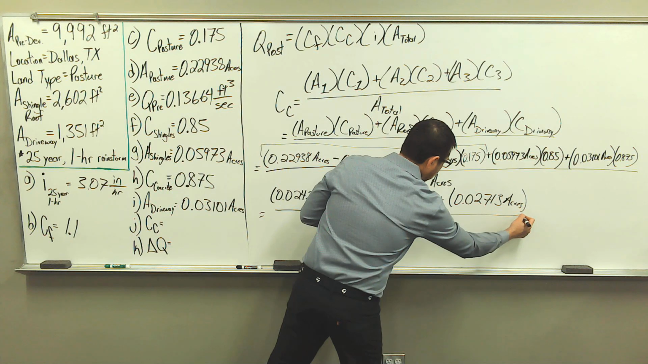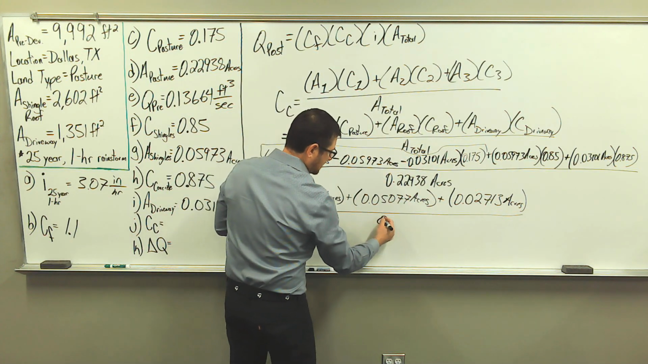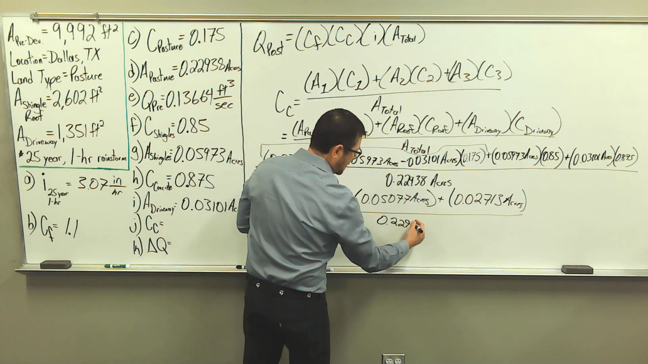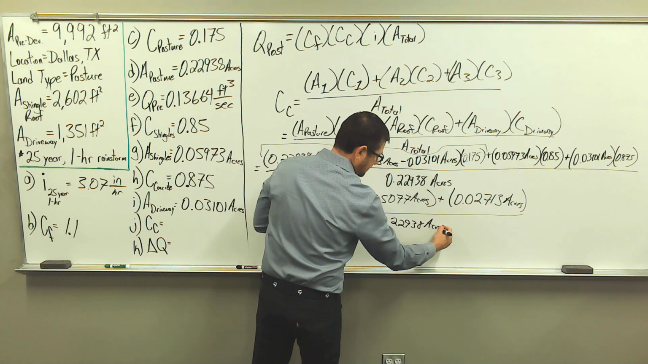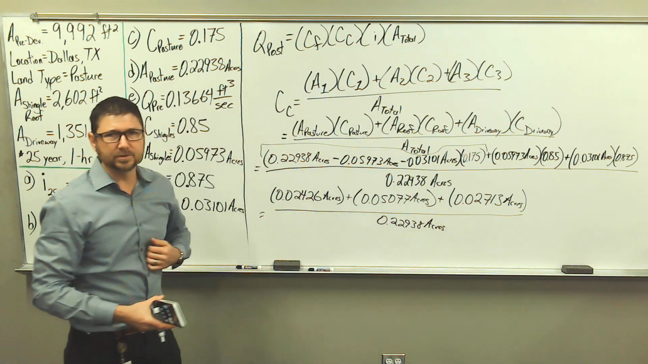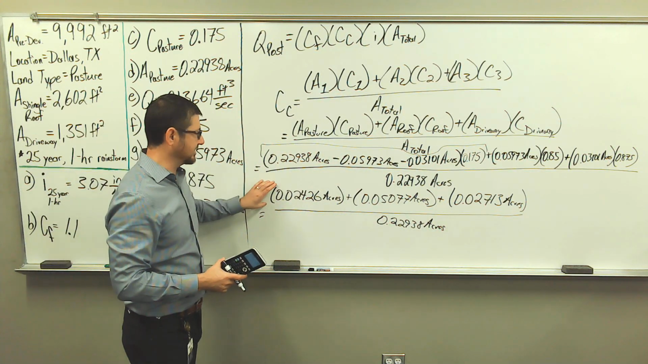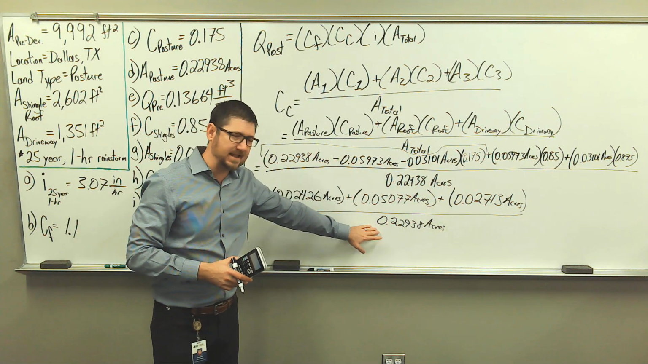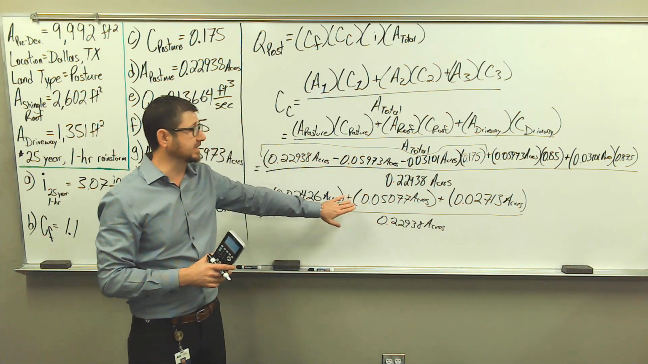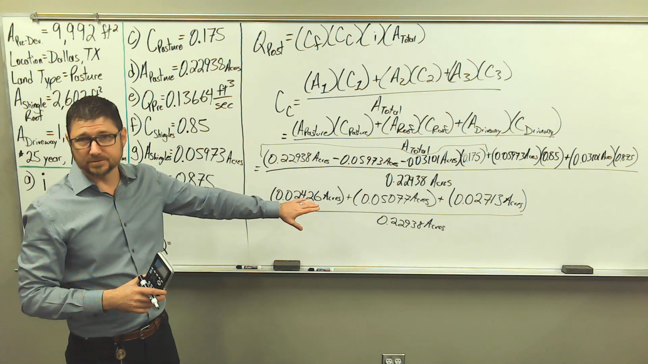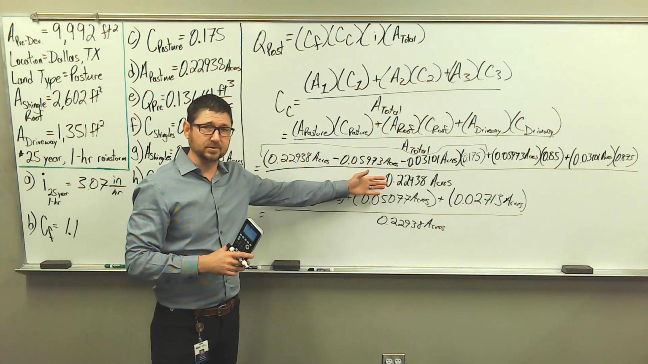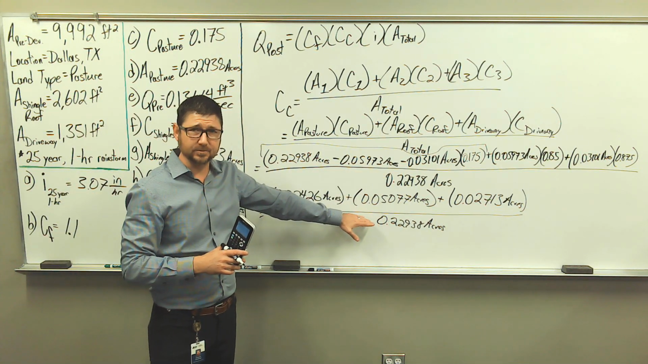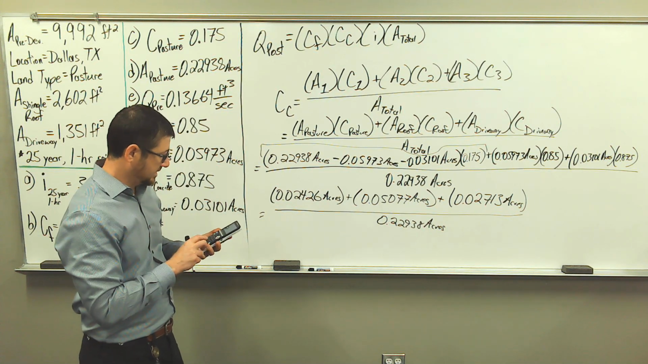And remember, all of this is divided by the total area, 0.22938 acres. Okay? So what I'm going to do is add the three values in the numerator, and then divide it by the total area. And you can see that the units of acres will cancel because we're going to have acres in the numerator and acres in the denominator.